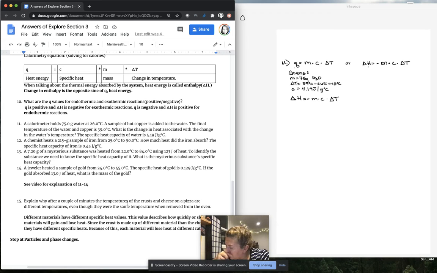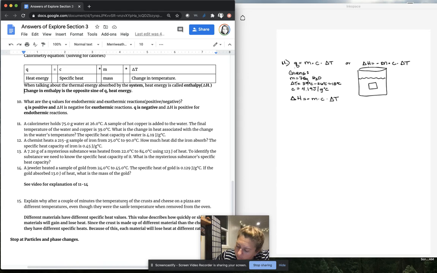So the next thing I want to show you is what kind of reaction is going on here. Just to get you guys thinking, we have a beaker full of water, and that beaker full of water then has a hot piece of metal, copper, placed into it.